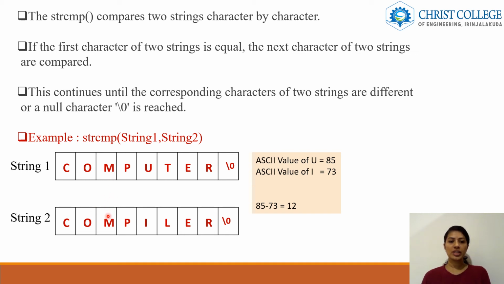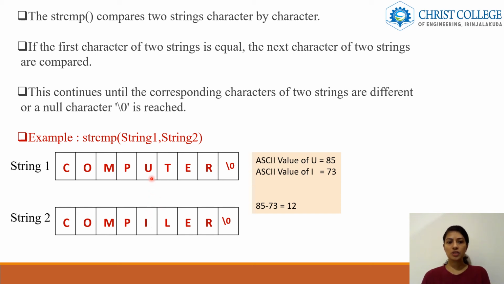In both the strings, in second position, the character is capital M. They are equal. Therefore, the comparison will be done with the third character of both the strings. In third position, string 1 is having P and string 2 is also having P. Both are equal. Now the comparison will be done in the fourth position of both the strings.